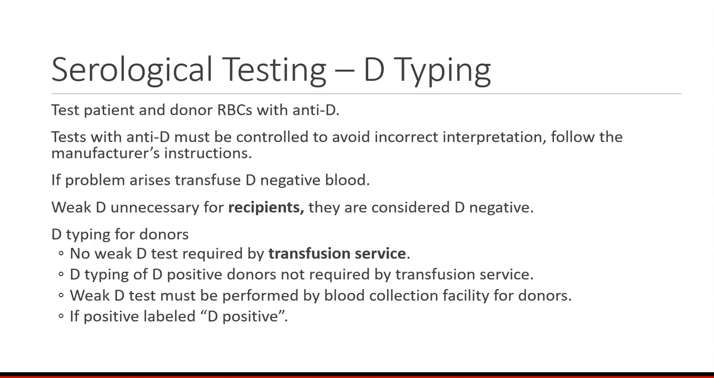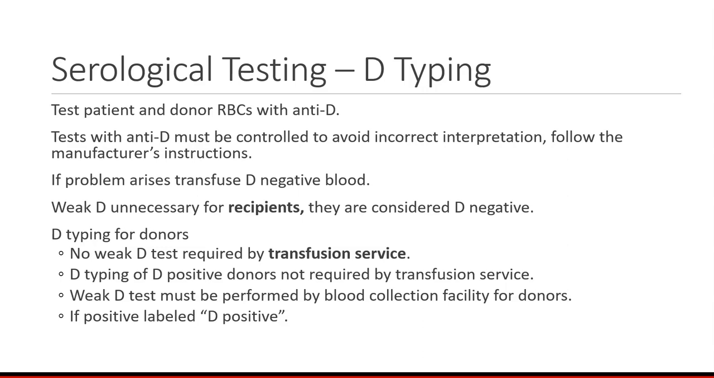Some facilities want to do a weak D test just to get a baseline, but it matters not what the outcome is, because if they are weak D positive, how do you know they're not the partial D? For donors, no weak D test is required to be performed by the transfusion service. We do an immediate spin with anti-D, and that verifies that the donor is D negative. What they found is even if the donor is weak D positive, it is very, very much less immunogenic than the true D antigen, which is why it's not done.